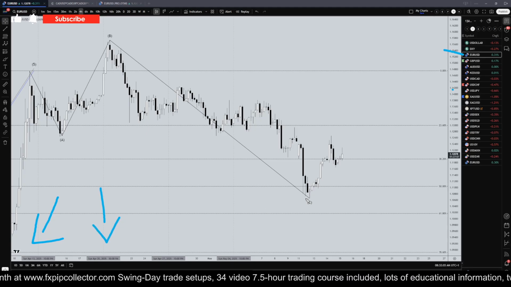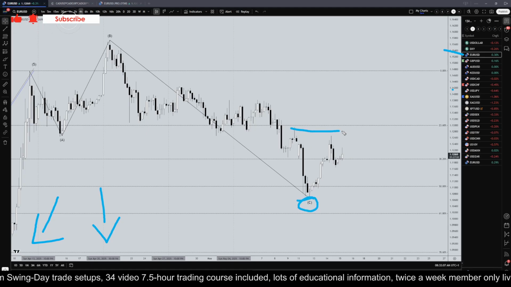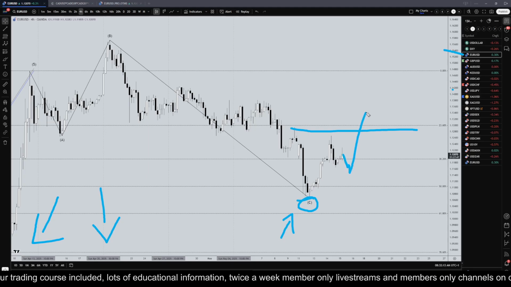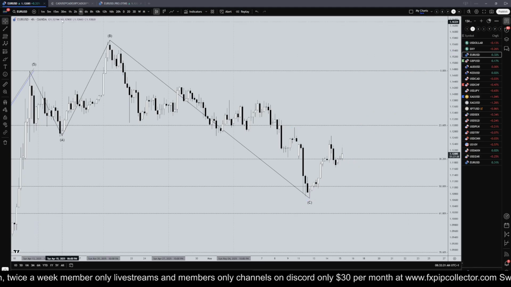So anyways, the euro dollar possibly is trying to end an ABC correction, and we really need to see some breaks of structure to the upside to really confirm that this is the end of an ABC. So if it does something like this and then goes up and gives us a nice solid break of structure, that to me is what I'm looking for to help prove that the ABC correction really is complete.